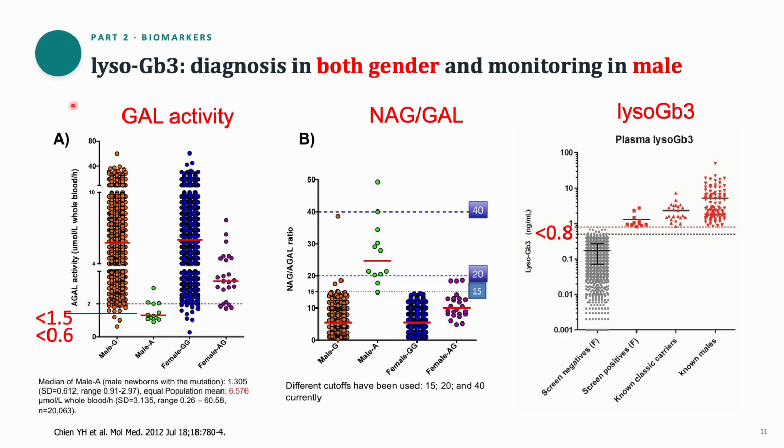This slide comes from Professor Yixiu Jian. It is divided into two parts. One is alpha-gal activity. The other is lyso-Gb3. Males with IVS4 are green dots. Females with IVS4 are purple dots. Females cannot be picked up by GLA activity, but lyso-Gb3 can pick up females. Screen negative is below 0.8. Screen-positive IVS4 is above 0.8. The classical variant carriers can be above 0.8, and males with either classical or IVS4 variants are above 0.8. So lyso-Gb3 can be used for diagnosis in both genders and for monitoring in males.